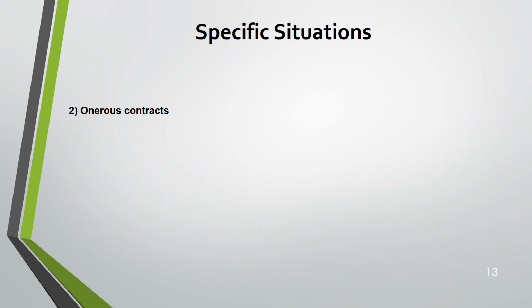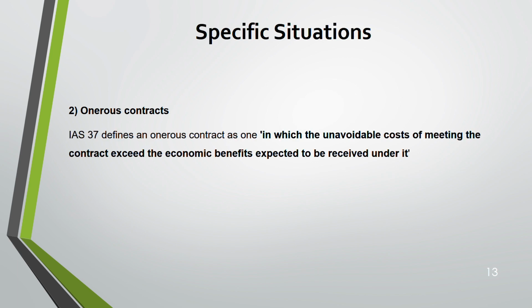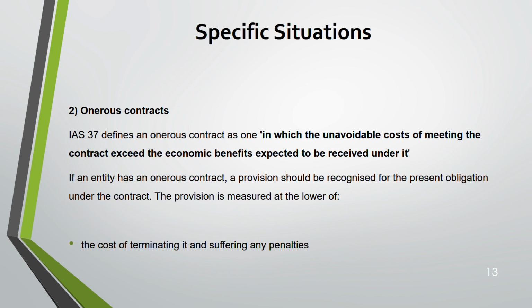Coming to the second, onerous contracts. These are contracts where the cost is more than the benefit. The cost of meeting the contract is more than the benefit of the contract, and these are unavoidable costs. You cannot avoid this cost; to meet the contract, you have to incur it. Now, if an entity has this type of contract, a provision should be recognized.